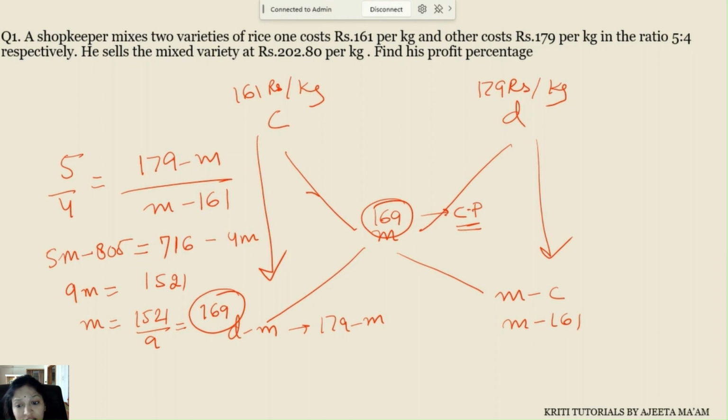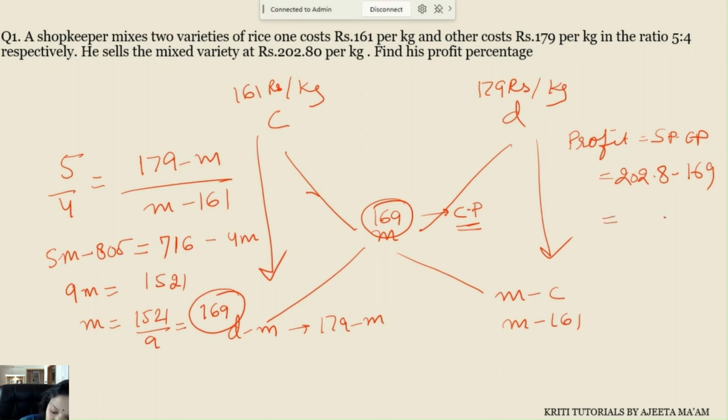Now profit percentage, that is a simple formula. What's the formula for profit percentage? That is profit upon CP into 100. Now how do we calculate profit? Profit is always SP minus CP. SP is given to you as 202.8, and we have to subtract the CP. So 202.8 minus 169 will give you the simple profit. And then profit percentage can easily be calculated by using the formula profit upon CP into 100. And that is how you get your profit percent.